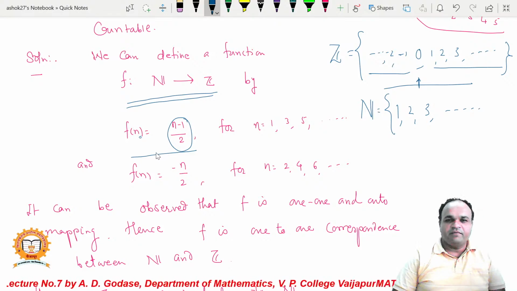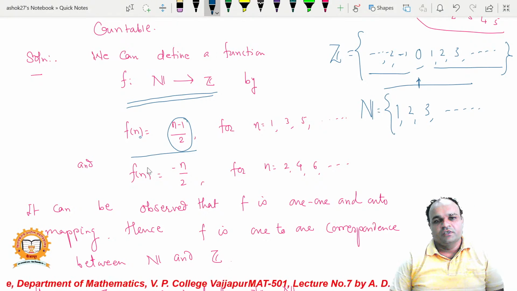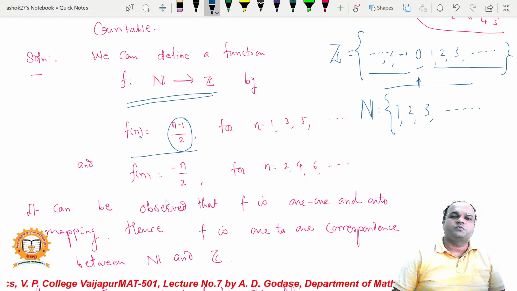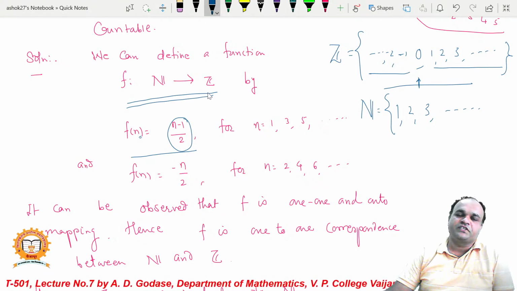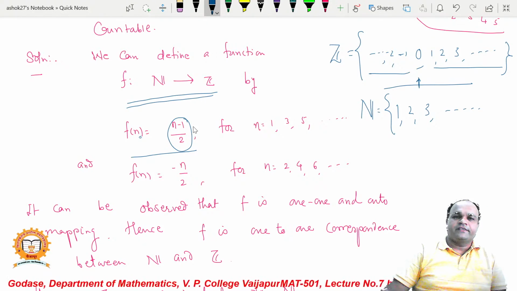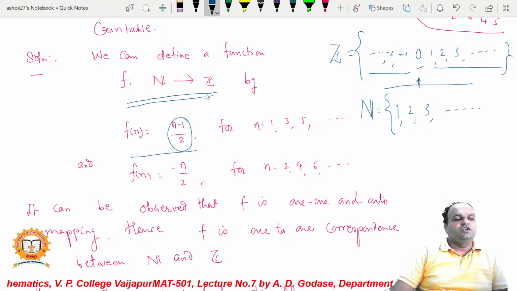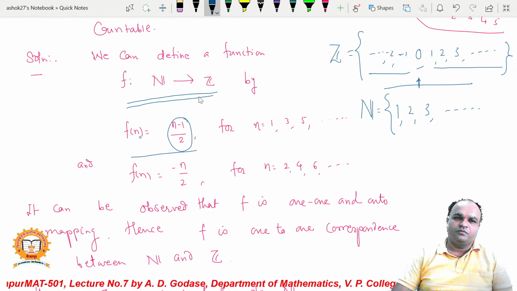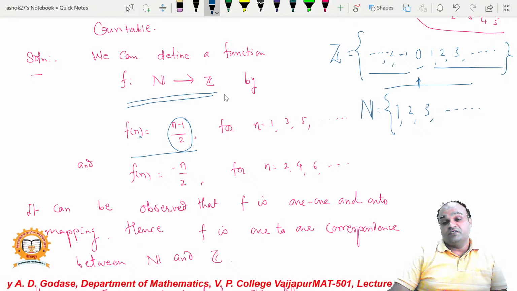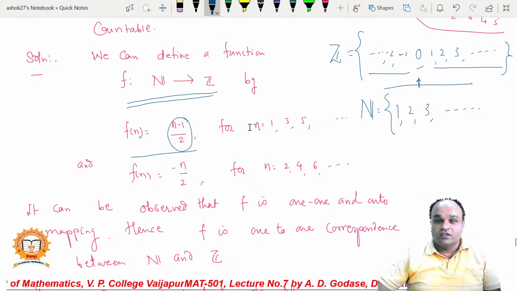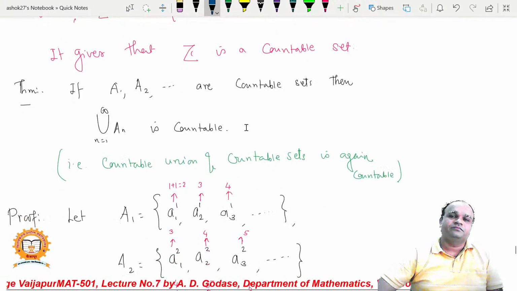You can observe this mapping is one-one and onto, and therefore it will be a one-one correspondence between the set of natural numbers and the set of integers. So it gives that the set of natural numbers and the set of integers are equivalent sets, and therefore the set of integers is a countable set. See, so it is one example.